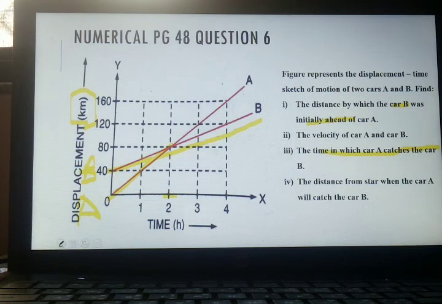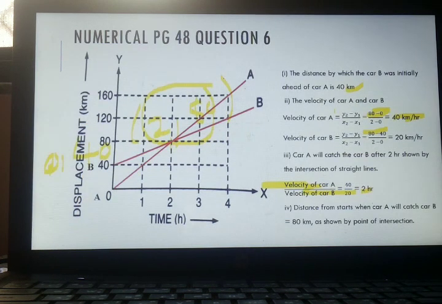Next one. The distance from the start when car A catches car B. See, car A is over here and car A is catching car B at this point. So what is the distance traveled from here to here? That is 80. So 80 kilometers is the point of intersection.